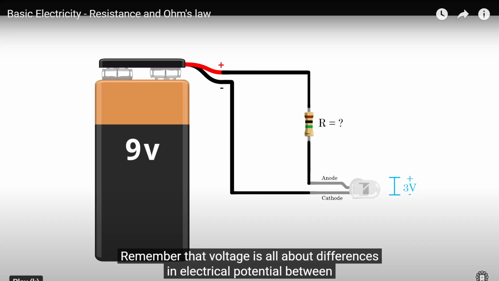So we have a 9-volt battery. We have a 3-volt LED. What do you think the voltage drop across the resistor is going to be? 6 volts. Because anytime electrons make it from one terminal of the battery to the other terminal, they have to drop all of their voltage. And if they're dropping 3 volts in the LED, they have to be dropping the other 6 volts in the resistor.